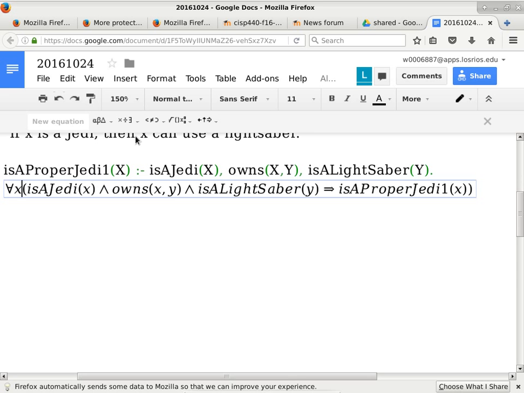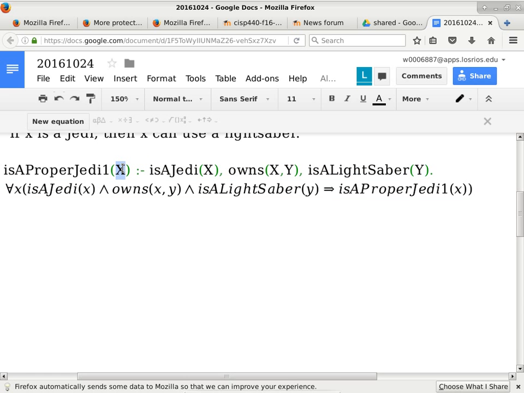X is already bound by the universal quantifier, but Y is not, because Y is not a part of the head. All the variables that are in the body but not in the head are what we call free variables. Sorry if I missed this, what do you mean by in the head? In the head means this part. This is the head of a Prolog sentence, and this is called the body of a Prolog sentence. Okay.